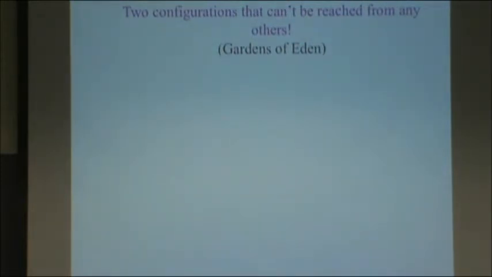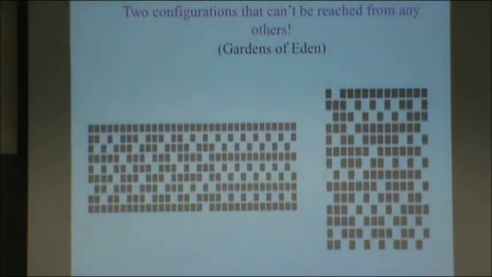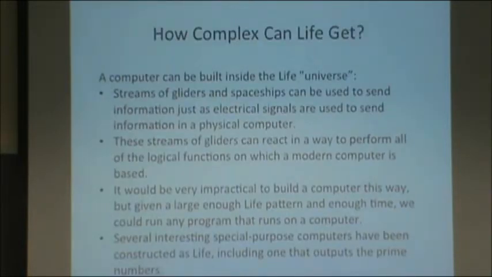And I like those. There are 2 configurations that we know of. I don't know if there is a proof that there are others, but we know of 2 configurations that cannot be reached from any other. They're called Gardens of Eden. So unless you start from here, you can't get back here.